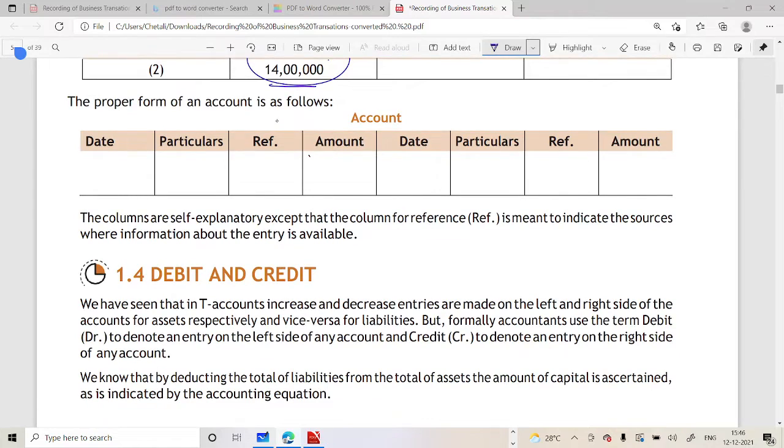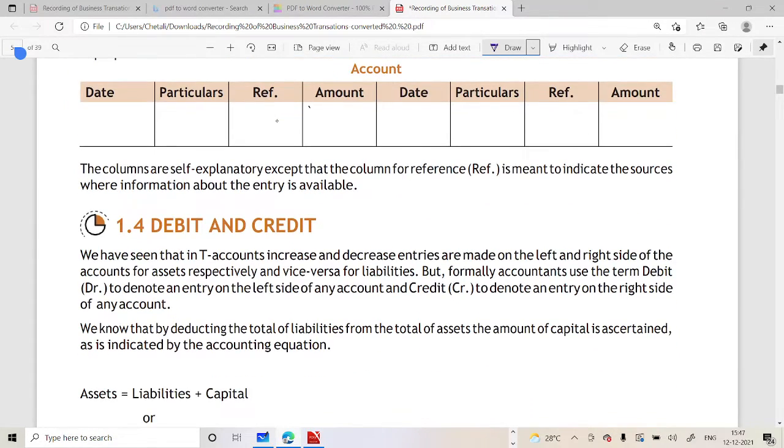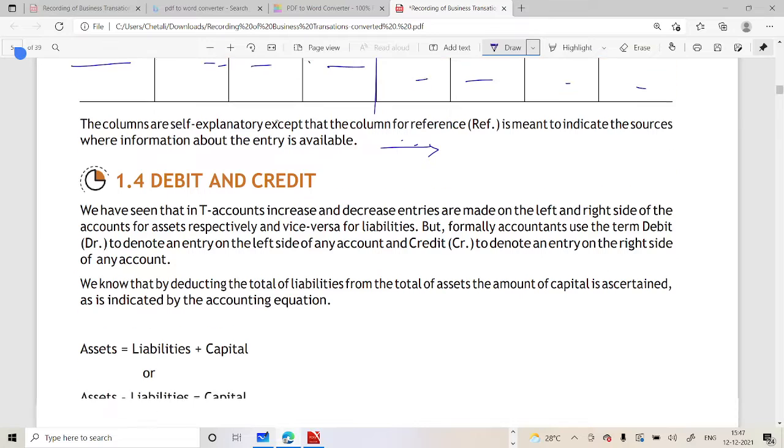Okay, when we prepare accounting, these things are very important: date, particular, reference, amount. This is the debit side actually, this is the debit side and this is the credit side. So the same will be on the credit side as well. Debit is equal to credit. Okay. Date, particular, reference and amount. This is for good to know purposes. If many days have passed and you have forgotten, then remember. That's it.